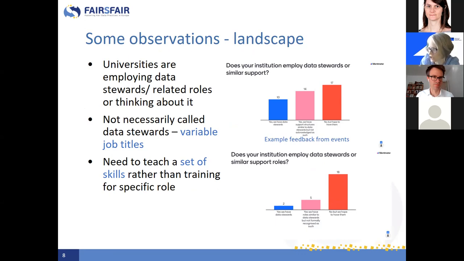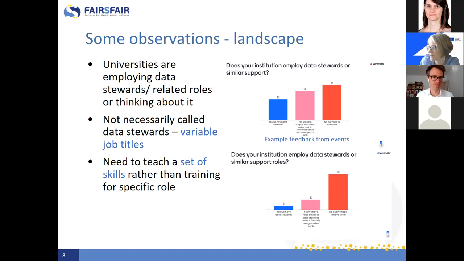As part of the FAIRsFAIR project as well, we've also done some roadshows in different countries. And as part of that, we've actually asked some questions about whether they're employing data stewards or similar support roles. So one of our observations is that universities are employing data stewards or related roles, but often they're not called data stewards. They have very variable job titles, so they might not be identified as a data steward in their organisation. So these are often people self-identifying with this activity.